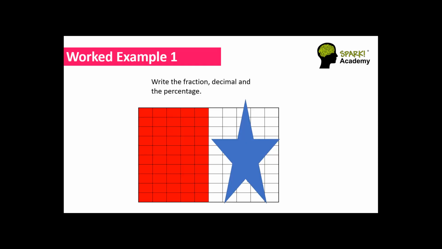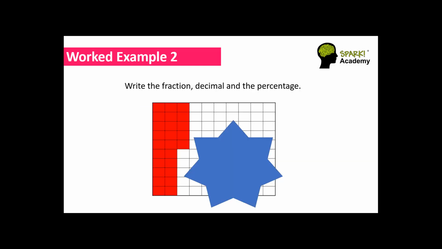Write down the fraction, decimal and percentage for this image here. So if we look carefully, we've got out of 100, it's shaded in 10, 20, 30, 40, 50. So we'd write that as 0.50 as a decimal. Our fraction is 50 over 100 and our percentage is 50%.